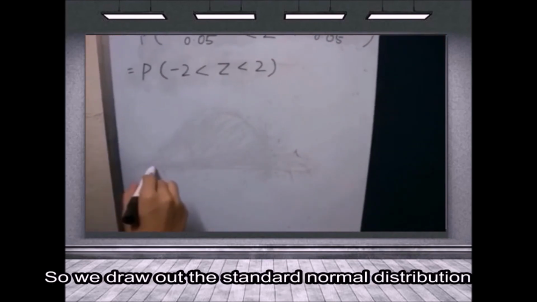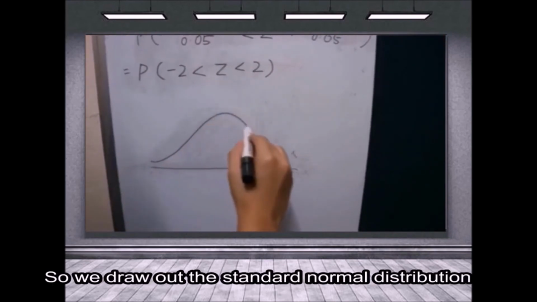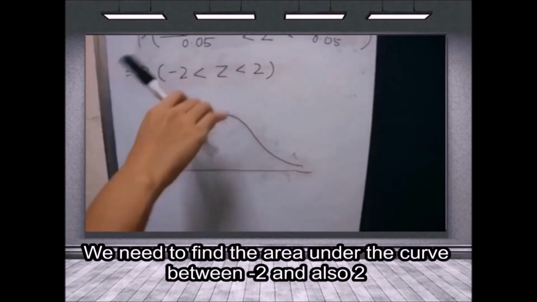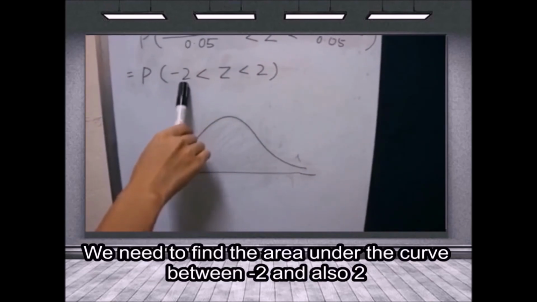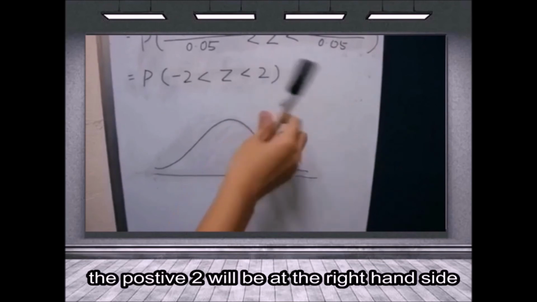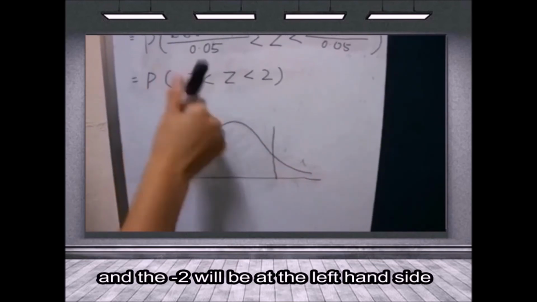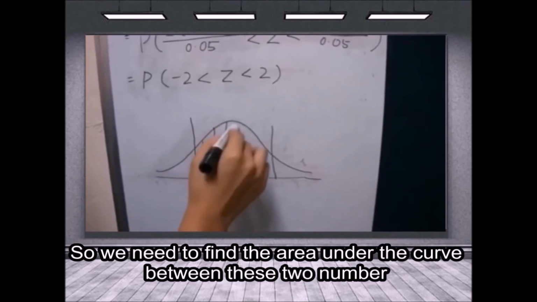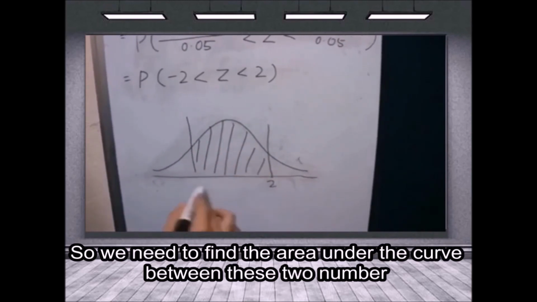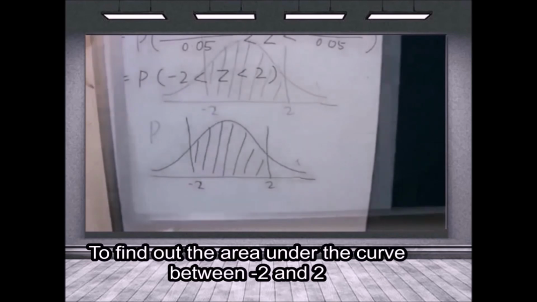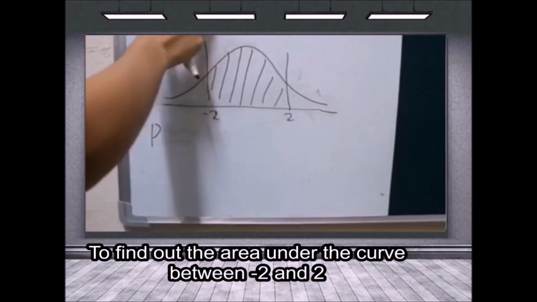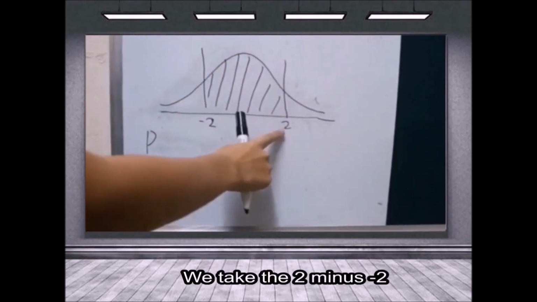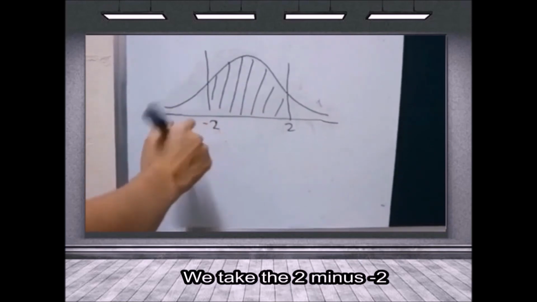So we draw out the standard normal distribution. We need to find the area under the curve between negative 2 and 2. The positive 2 will be on the right-hand side and the negative 2 on the left-hand side. So we need to find the area under the curve between these two numbers. To find the area between negative 2 and 2, we take the probability of 2 minus the probability of negative 2.